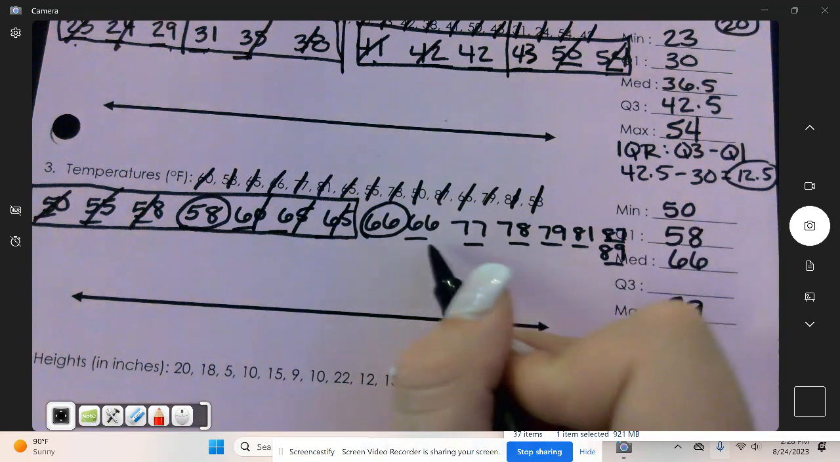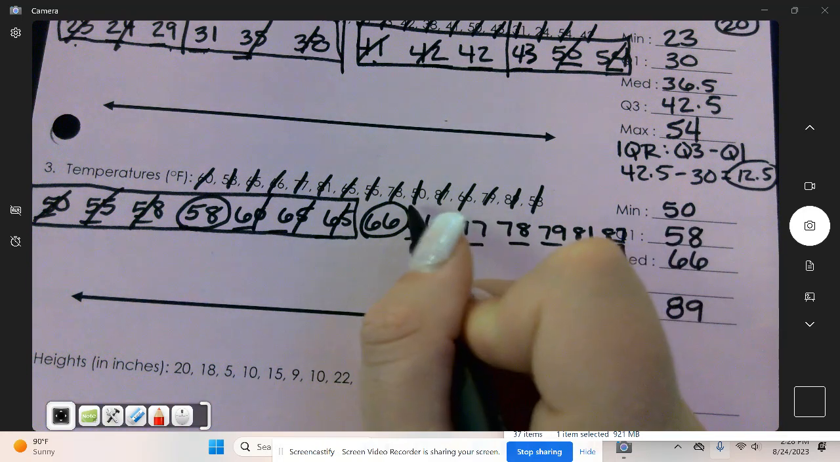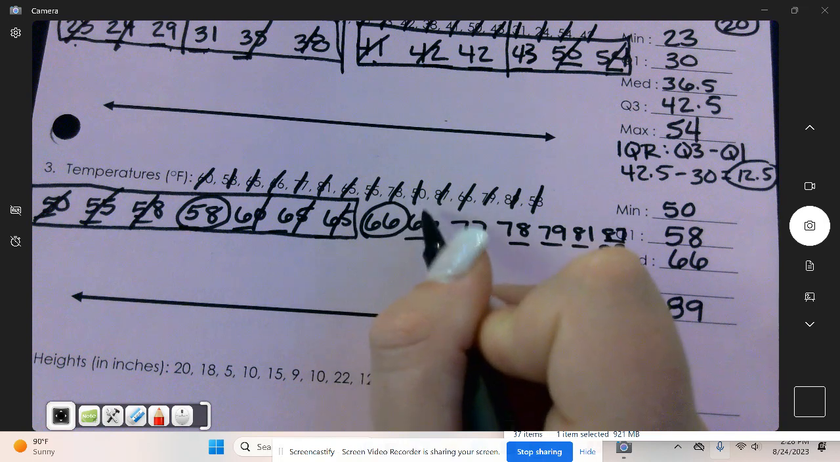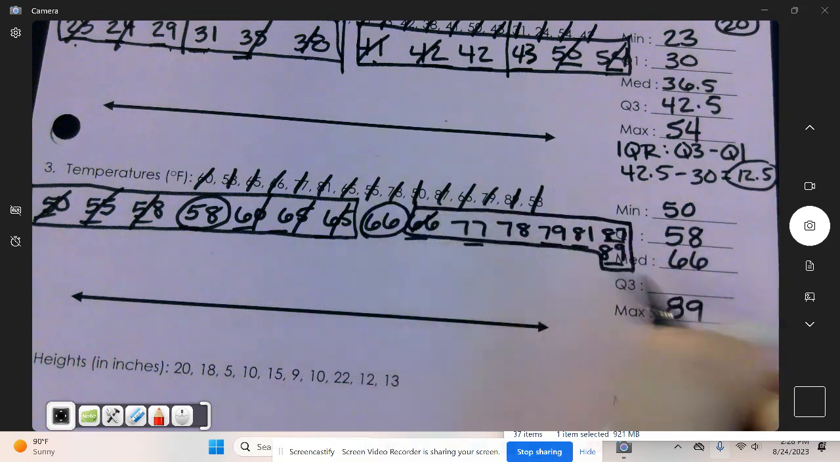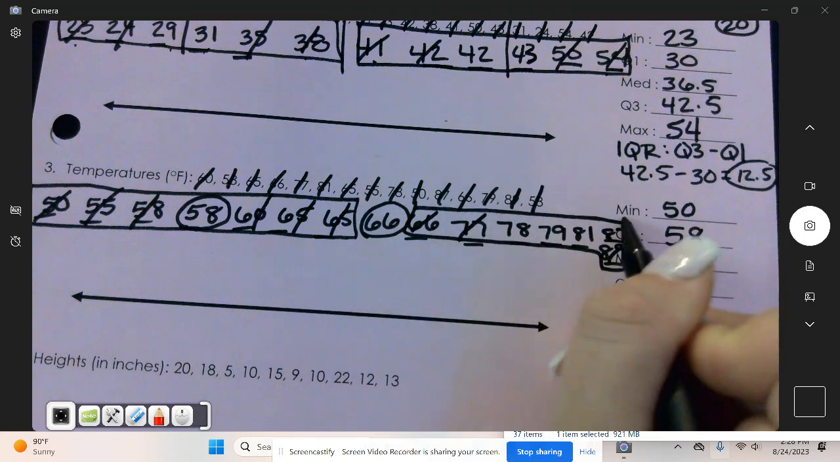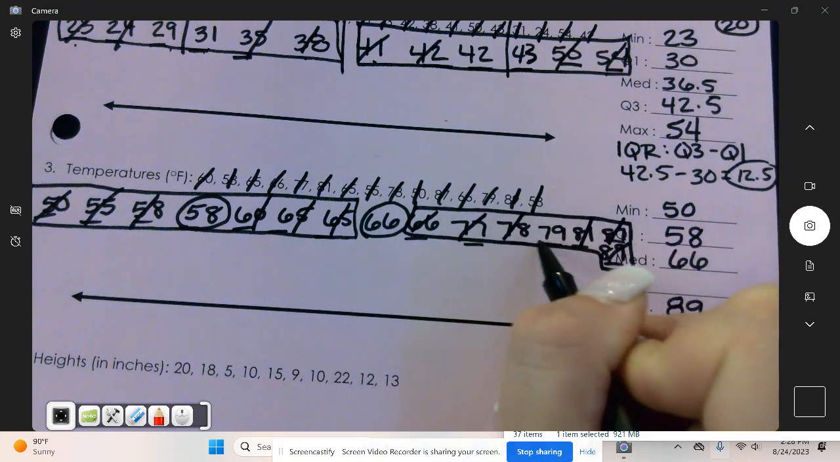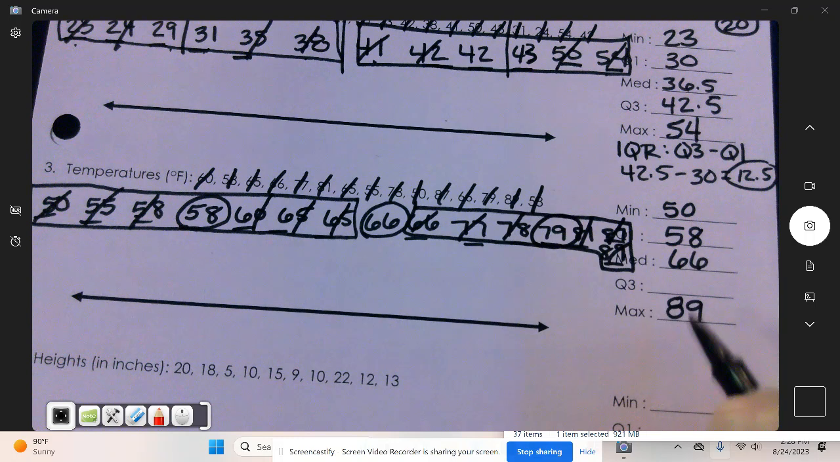And we do the same thing with the upper half. Don't include the median, but everything in front of it. And you can chop these back and forth. 79. And 79 is our middle number, so Q3.